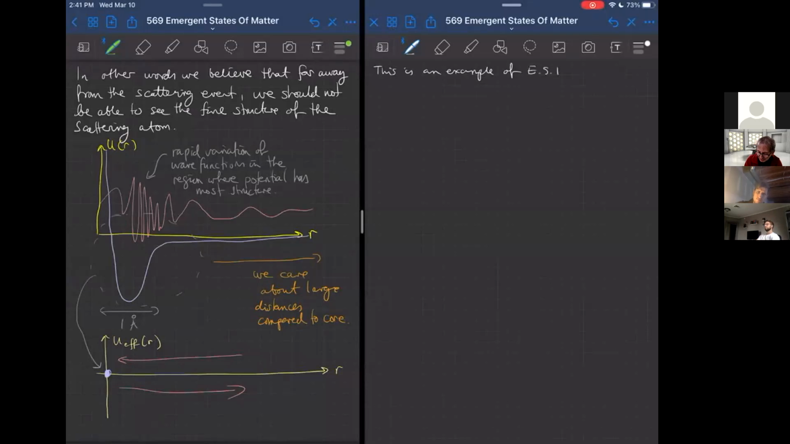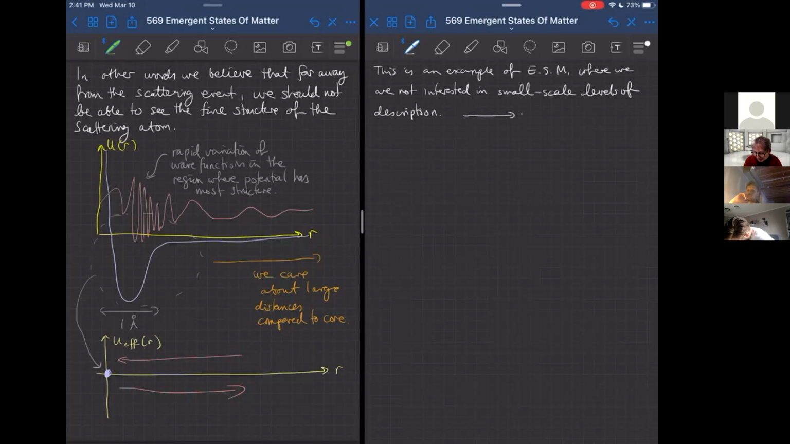So it's an example of emergent states of matter where we are not interested in small scale levels of description. And so that means that there should be a way to think about this in terms of the renormalization group. And there is a literature on that, but I have to say, at least the last time I looked at it, it wasn't tremendously good.